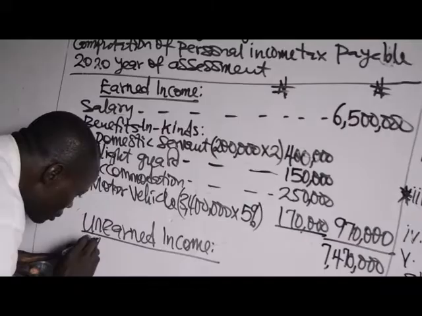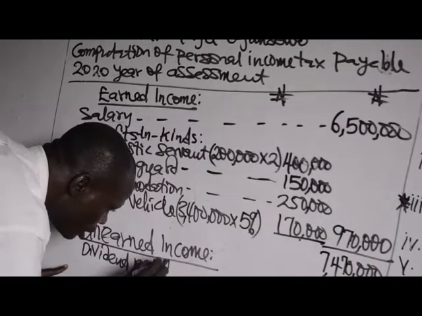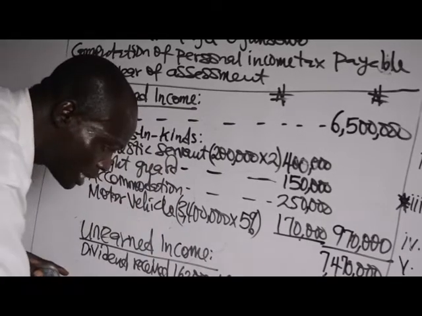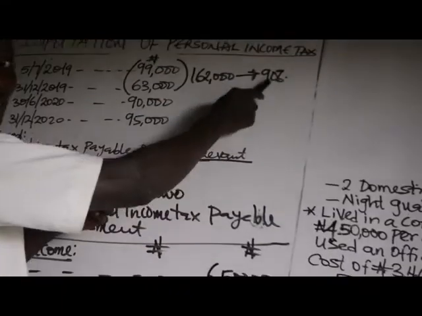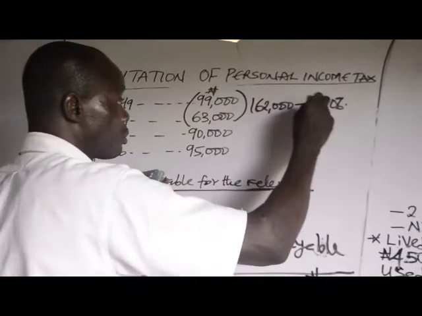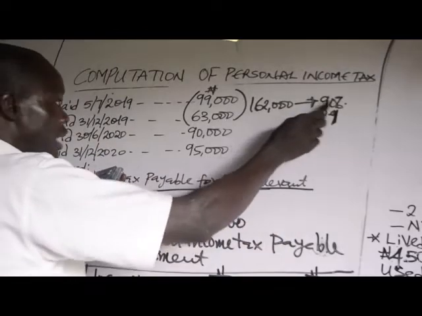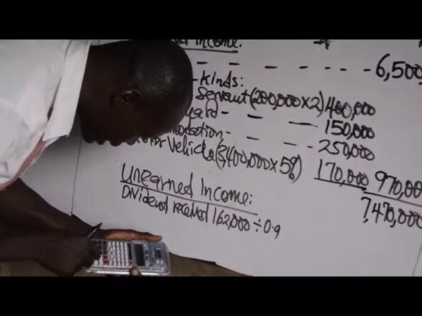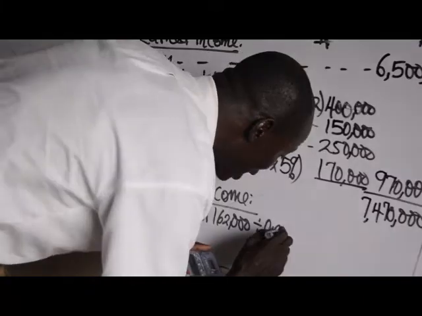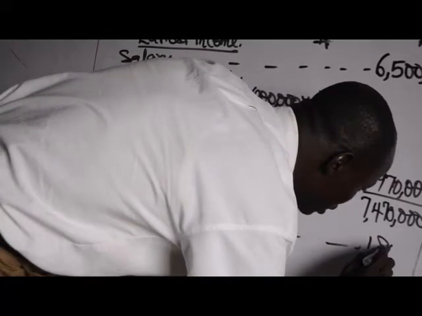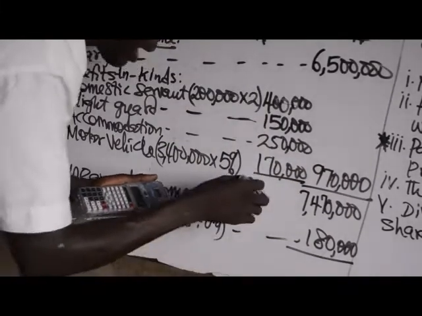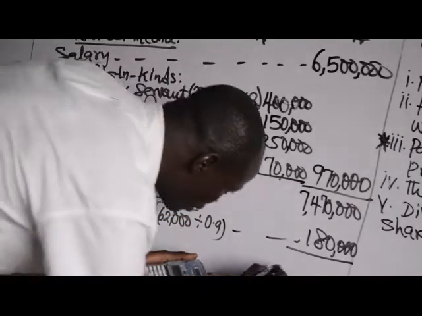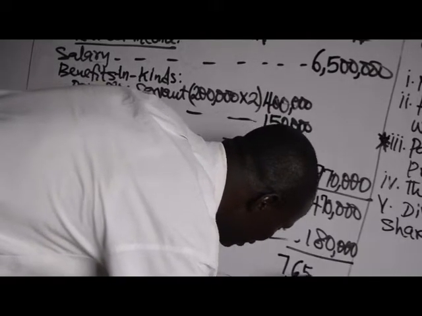Dividend received of 162,000. If you gross it up, divide by 0.9. 90%, if you convert it to decimal, is 0.9. 90 divided by 100 is 0.9. The total amount received is equivalent to 90%. The total is 162,000. So, 162,000 divided by 0.9, therefore the gross dividend is 180,000. By the time you add the 180,000 to 7,470,000, then you have 7,650,000.